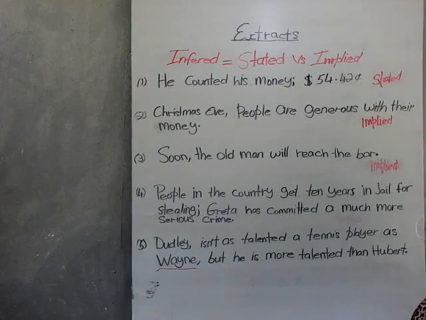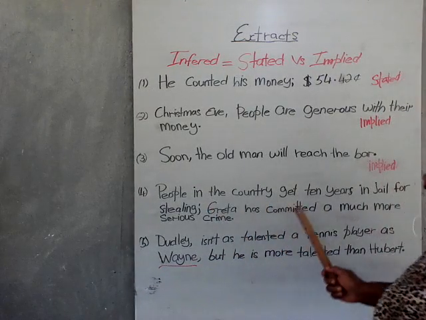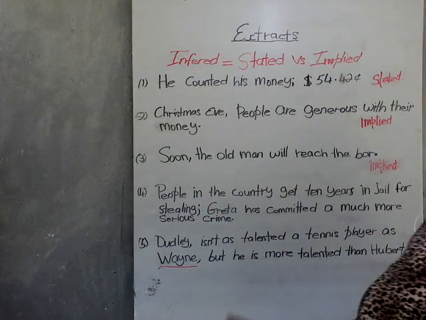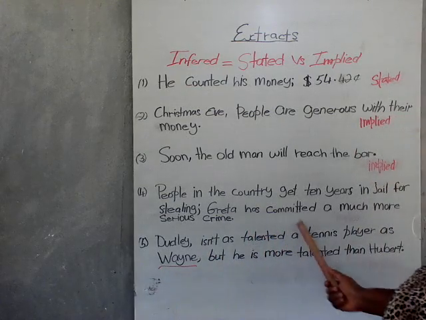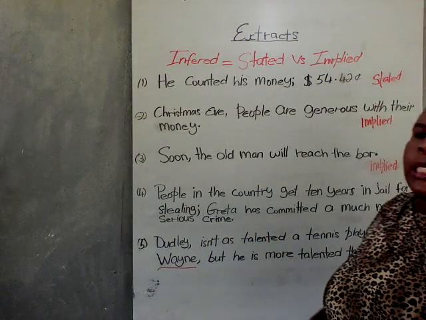All right. Number 4. People in the country get 10 years in jail for stealing. Greta has committed a much more serious crime.